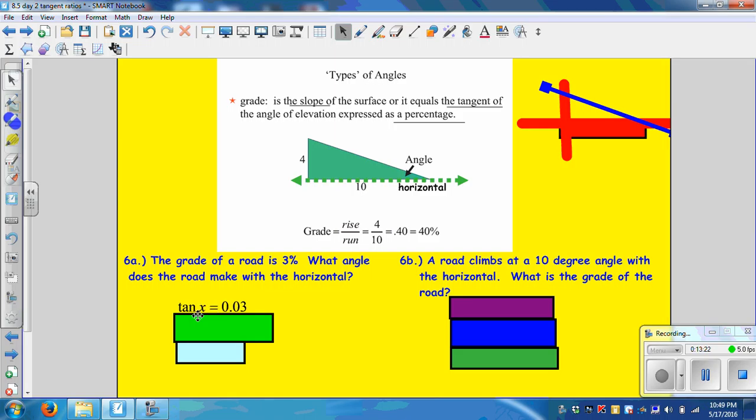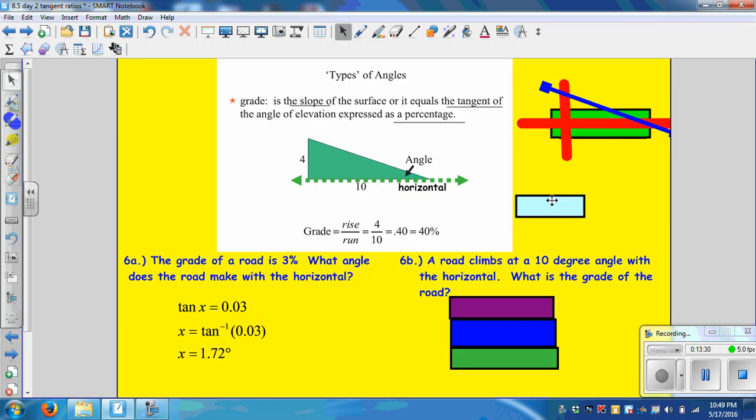So to solve for x here, I need to get rid of the word tangent, so I'm going to apply tan inverse to both sides. Using your calculator, tan inverse of 0.03 is 1.72 degrees. That doesn't sound like it's all that steep, but if you're on a road with a 1.72 degree grade, it would visually look kind of steep. Of course, the grade itself is 3%, but the actual angle is 1.72 degrees.